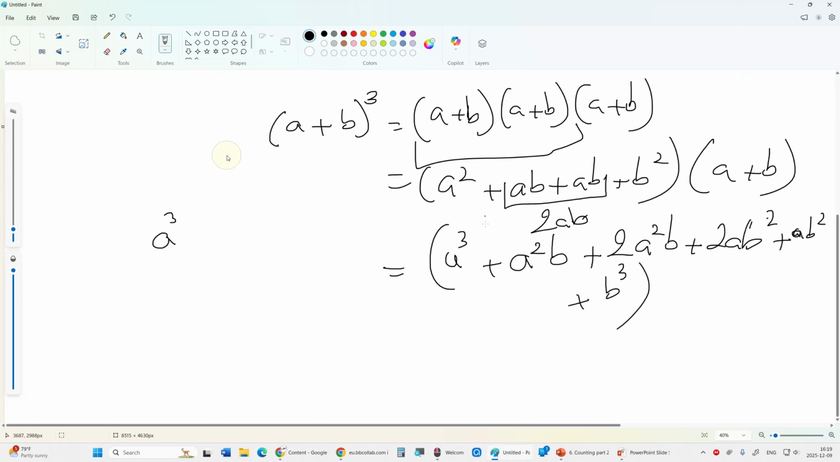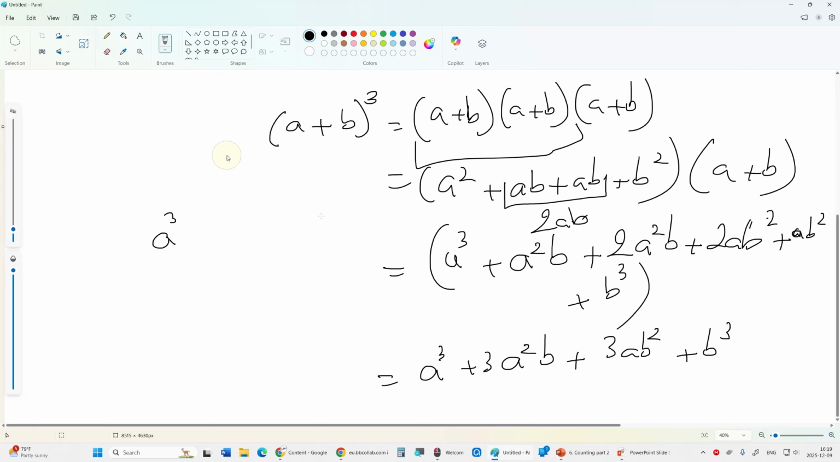Now can I simplify something? This is a square b. Do I have a square b here? Yeah, so that means I can have a cube plus 3 a square b plus 2ab square plus 1ab square, that means 3 again ab square, plus b cube. So this is for any a's and b's.